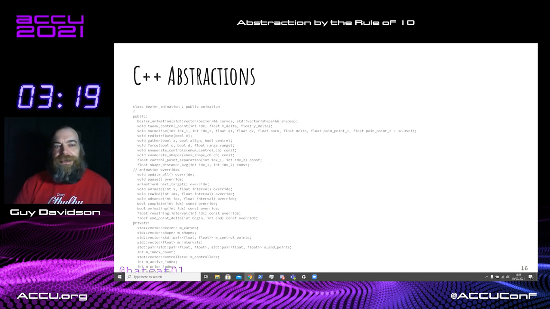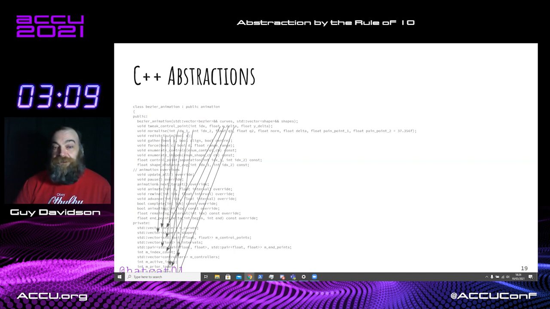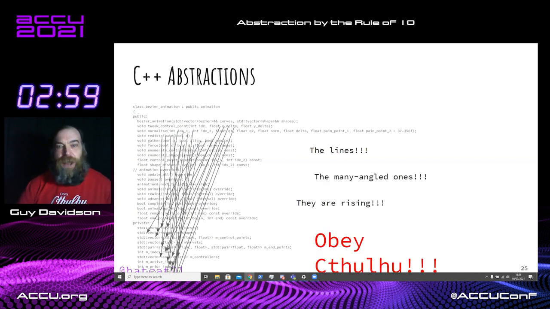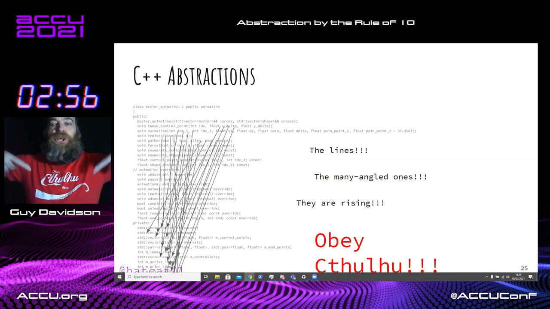Of course, a class can get large. Look at this interface. What does it do? This function interacts with these member data, and this function interacts with these member data. This function interacts with these member data, while this function interacts with these member data. This function interacts with these member data, and this function, the lines. The many angled ones, they are rising. Obey Cthulhu!